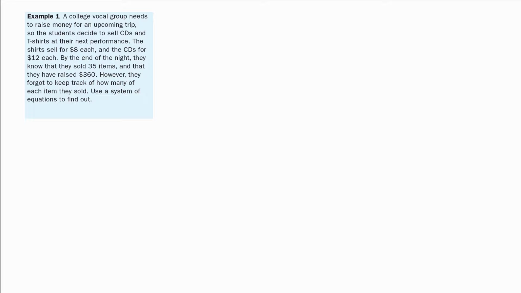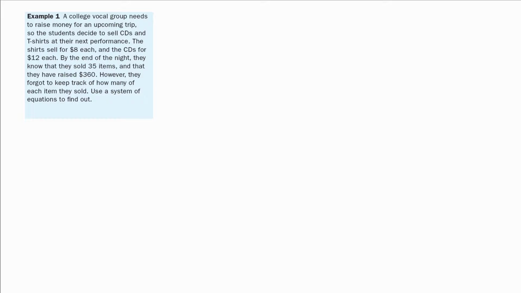Okay, example 1. A college vocal group needs to raise money for an upcoming trip, so the students decide to sell CDs and t-shirts at their next performance. The shirts sell for $8 each and the CDs for $12 each. By the end of the night, they know that they sold 35 items and that they have raised $360. However, they forgot to keep track of how many of each item they sold. Use a system of equations to find out.